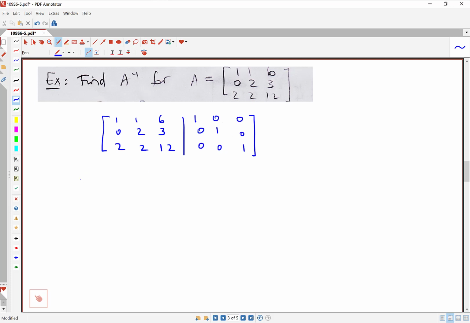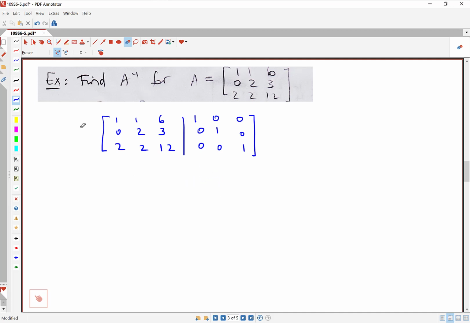Okay, and then our goal is to go through a sequence of row operations, and what we're trying to do is create this identity matrix on the left side, and by the time we get there we will have the inverse matrix on the right side. So let's think about what our first row operation should be.